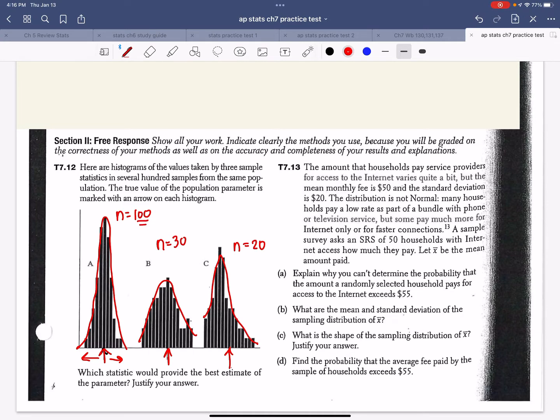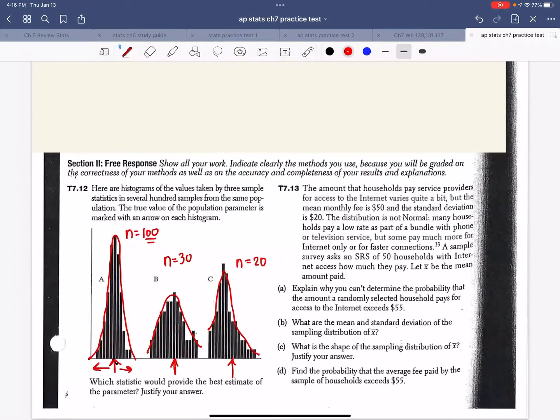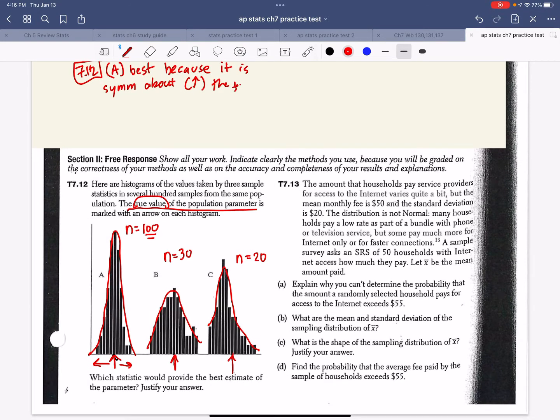The variability decreases. So it says, which statistic would provide the best estimate of the parameter? So our answer would be definitely A is best, because it is symmetrical about the arrow, right? And we know what the arrow means. The arrow is the true value of the population parameter. Symmetrical about the true value of the population parameter.